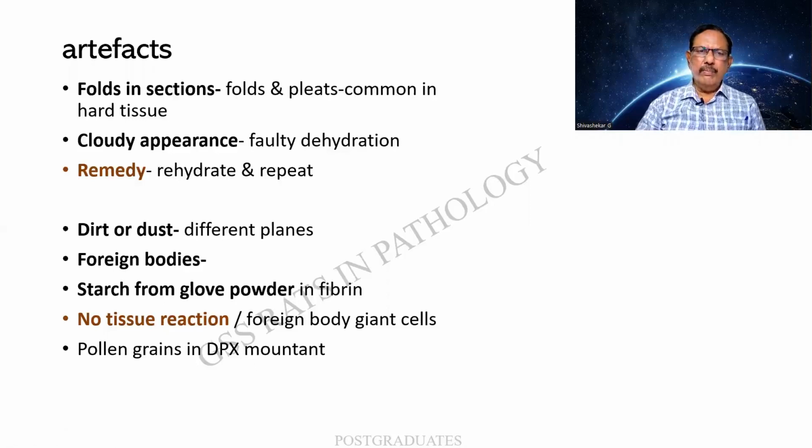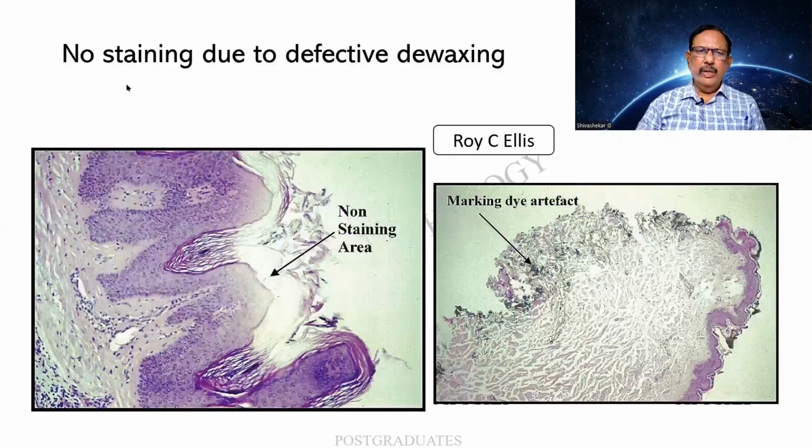Quite strange examples I have seen. So look at this tissue. It is all well stained over here, but towards the surface, I find that it is not being properly stained. Obviously, this area is not properly waxed. Another one is sometimes we are eager to mark the edges. But in such a case, we should remember that there can be a dye artifact also. So please remember this. Thanks to Roy C. Ellis for this picture.